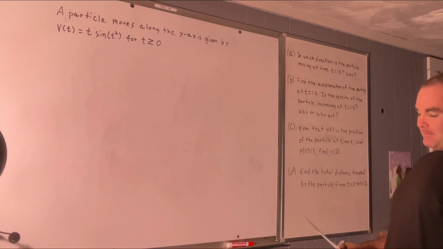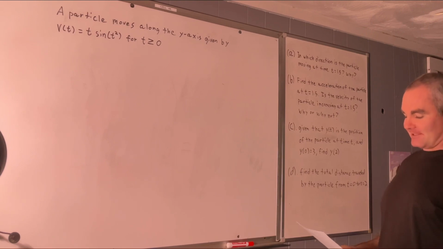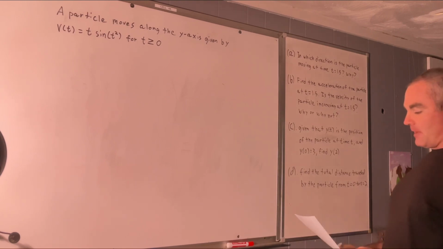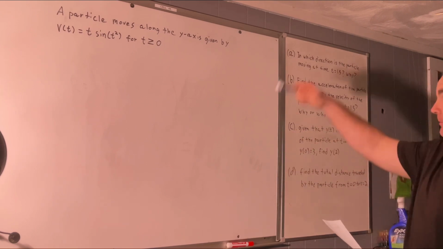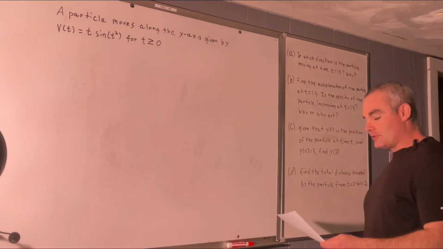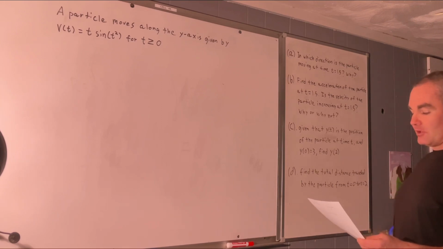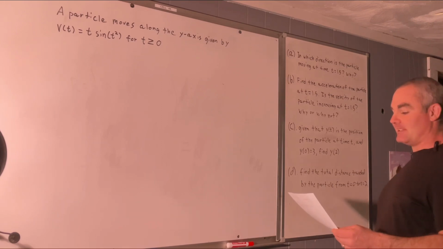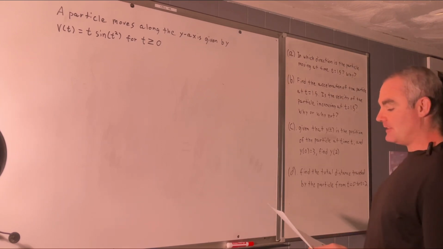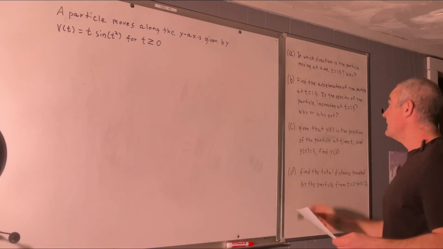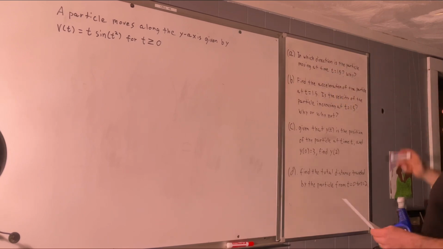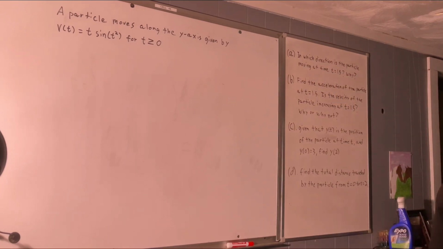It says, a particle moves along the x-axis with velocity given by the y-axis. Yeah, that's important. It's moving up and down. So a particle moves along the y-axis with velocity given by v of t equals t times sine of t squared for t greater than or equal to 0. And I wrote that up there. And this is part A. In which direction is the particle moving at t equals 1.5 and why?